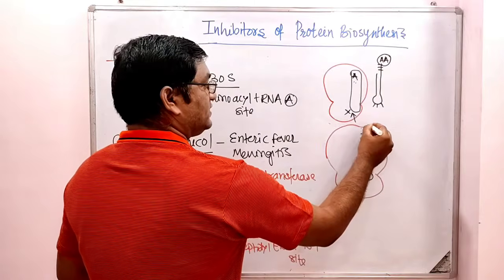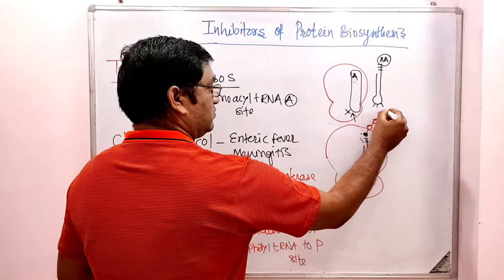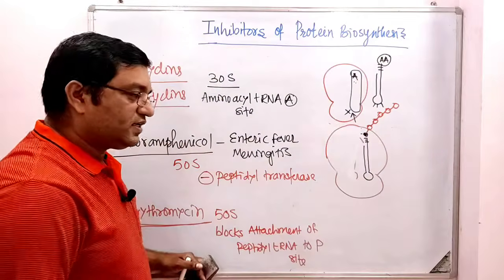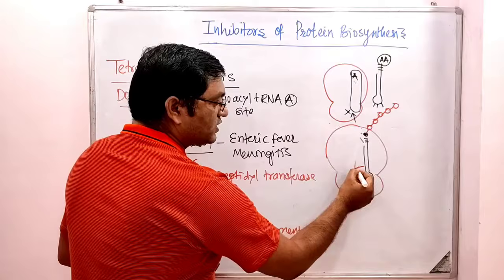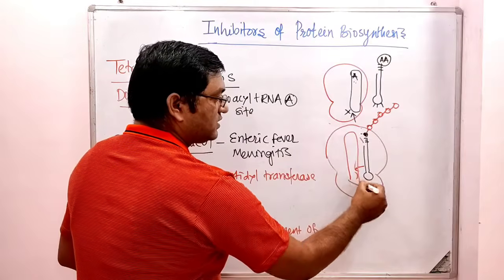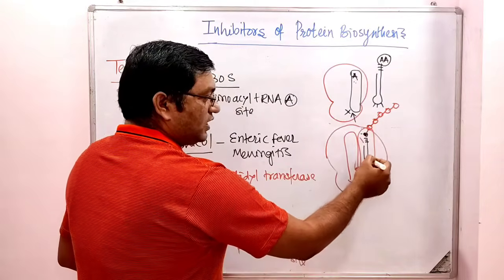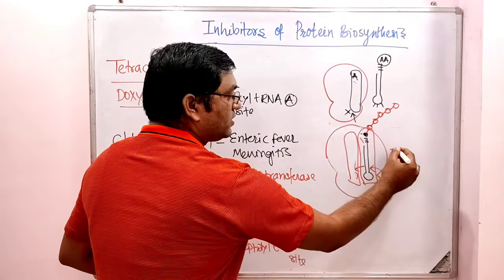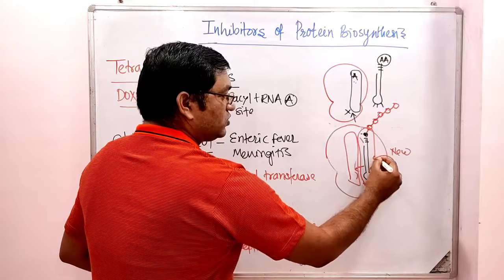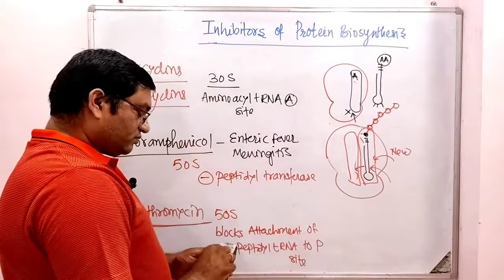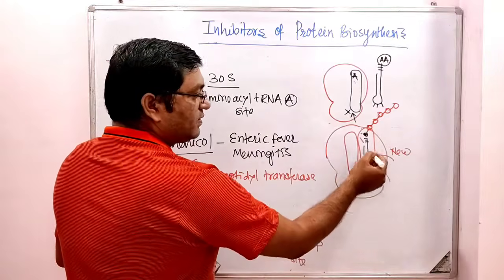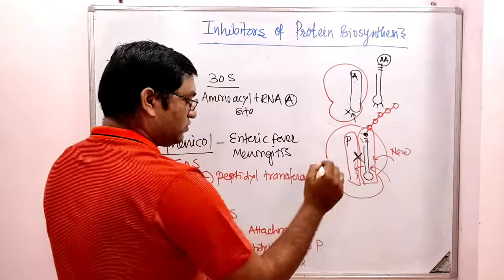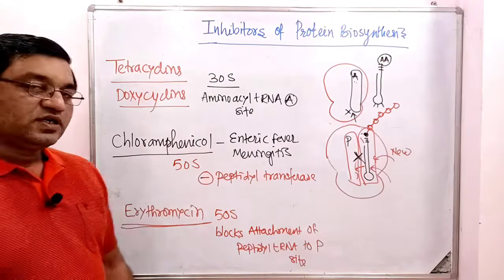So this is the peptide chain, the elongated peptide chain. This is peptidyl tRNA. Now this peptidyl tRNA will move to this P site. This is at the A site now, and this site should be free for the new incoming tRNA. So it prevents the binding of this peptidyl tRNA to this P site. Okay, this is the mechanism of action of erythromycin.